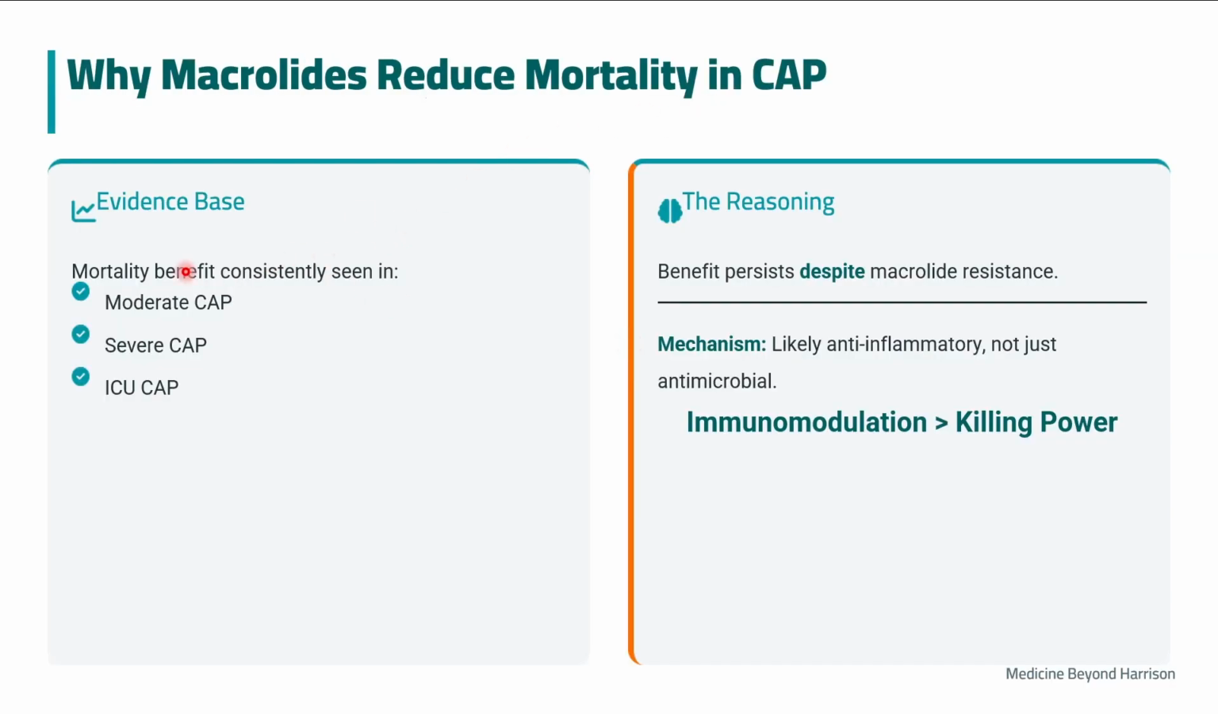It reduces mortality in community-acquired pneumonia, consistently seen in moderate, severe, and ICU-level community-acquired pneumonia. The benefit persists despite macrolide resistance. Why? Because of the anti-inflammatory action, not just because of the antimicrobial action. The immunomodulation action is not being discussed predominantly across communities. It has a good amount of immunomodulation, which is highly useful, more than even the killing power of the antibacterial drug.